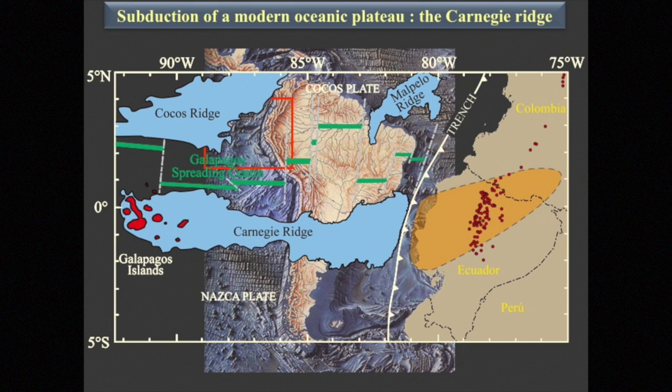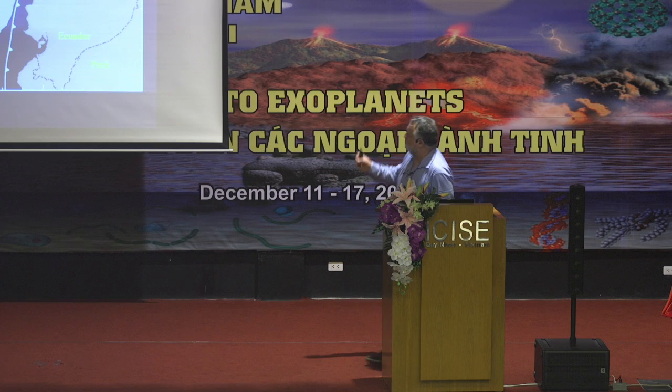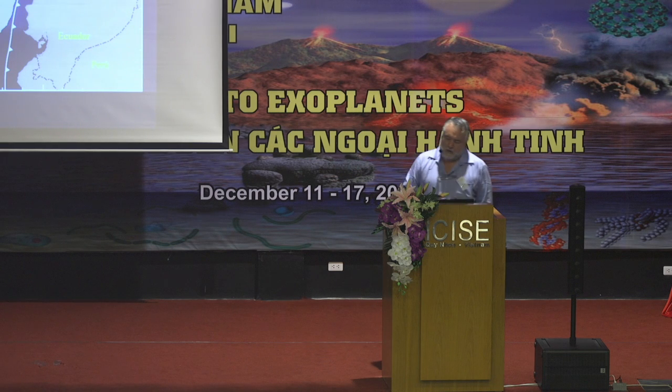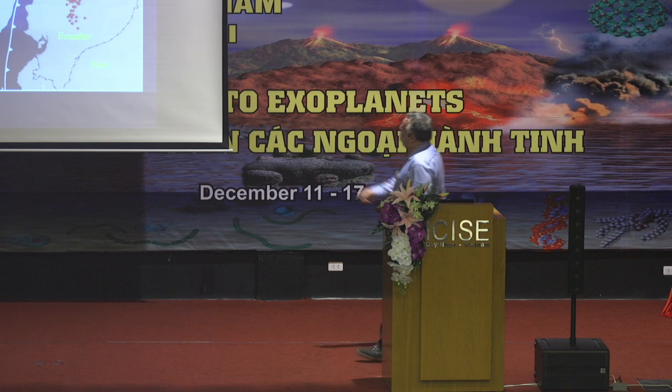And there is an oceanic plateau. There are several oceanic plateaux, but the one that will interest us is the Carnegie Ridge. The Carnegie Ridge corresponds to the basalt generated at the Galapagos hotspot. So this is an oceanic plateau, and this oceanic plateau enters in subduction beneath South America. There are a lot of volcanoes.